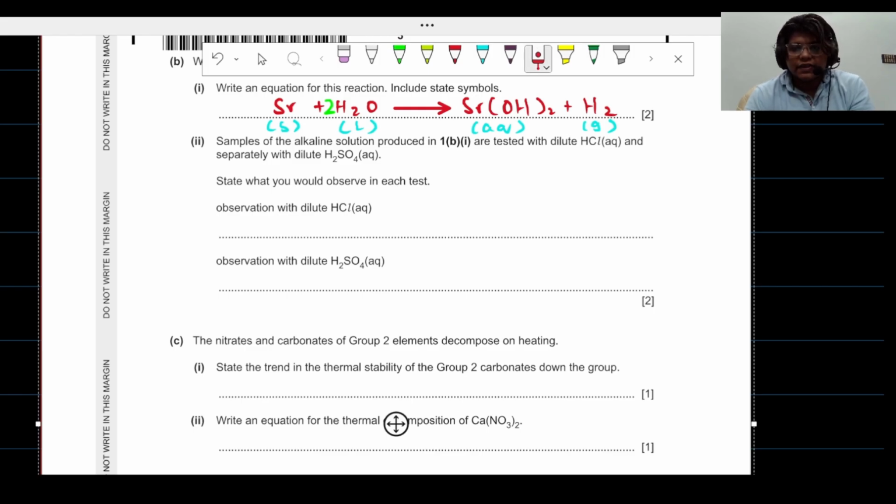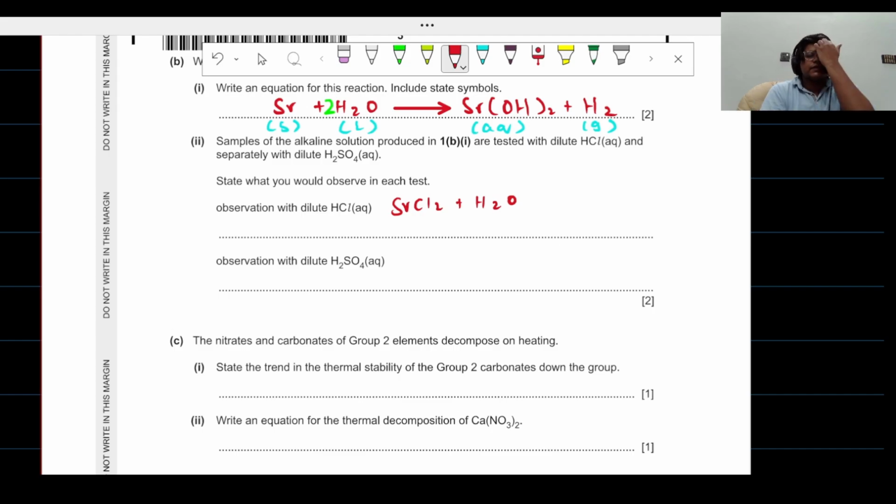So what will happen? This is alkaline, this is an alkali, right? We have two acids, the dilute sulfuric acid and dilute HCl. So we will get strontium chloride and water, because this is an acid plus alkali reaction, which gives us salt and water. And over here it would be strontium sulfate and water, right? Because strontium chloride is a soluble salt, we would not see anything here. So no reaction or no observation, you can write no visible observation.